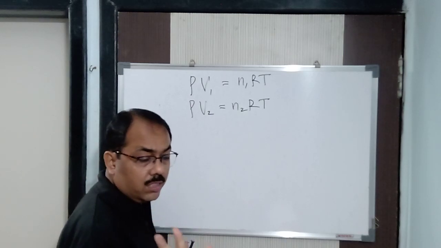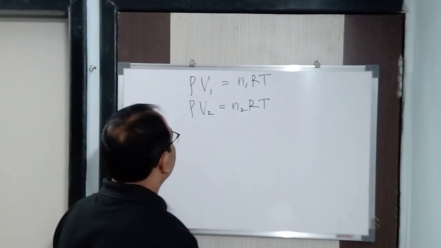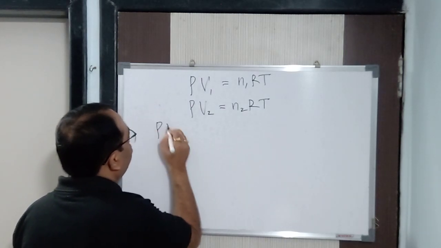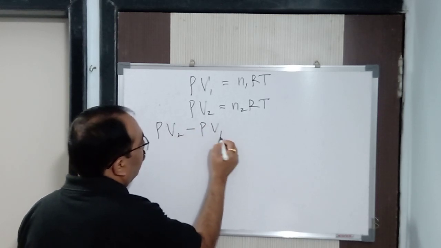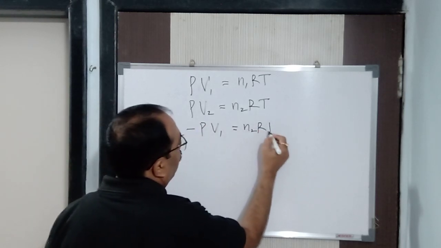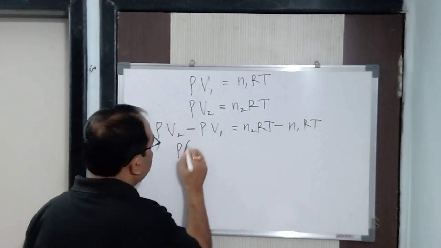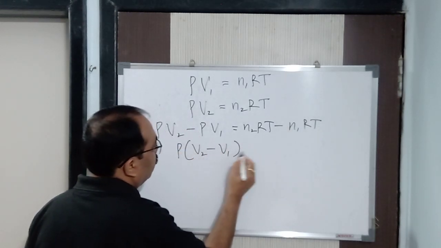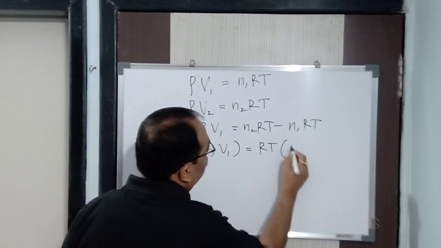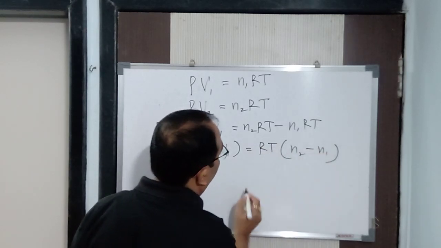I am considering it. Clear? Now here it is PV2 minus PV1 is equal to nothing but N2 RT minus N1 RT. So PV2 minus PV1 is P(V2 minus V1). Here RT goes common. It is N2 minus N1.